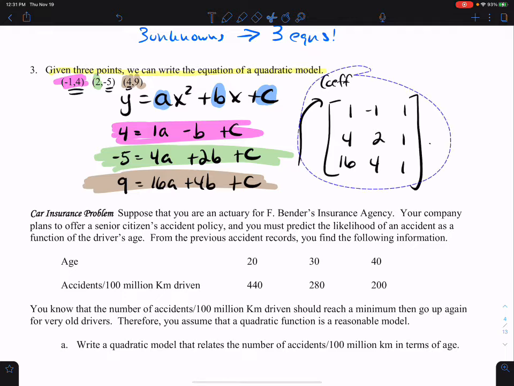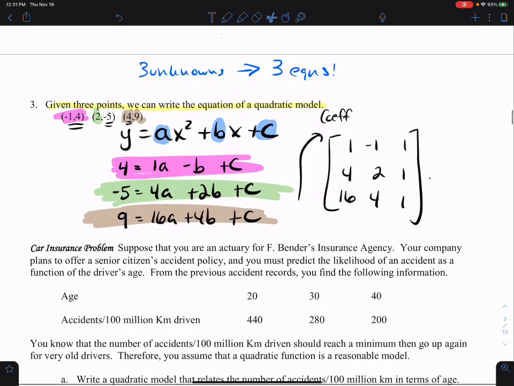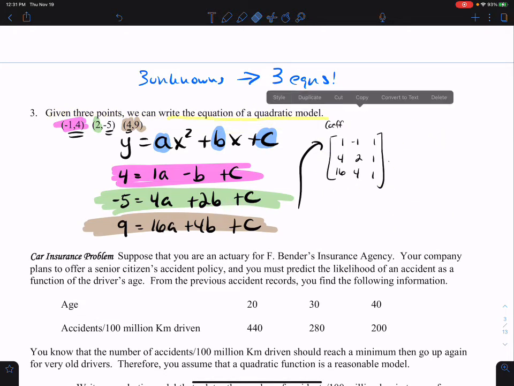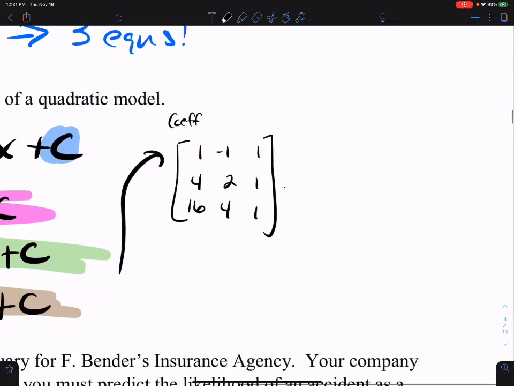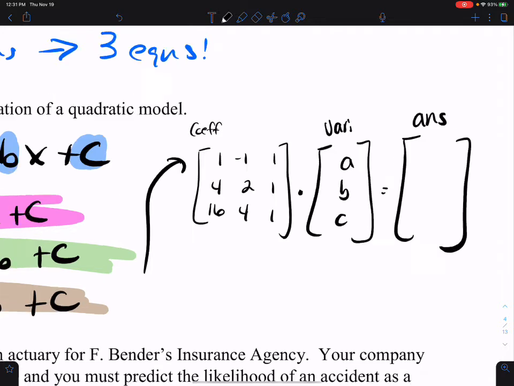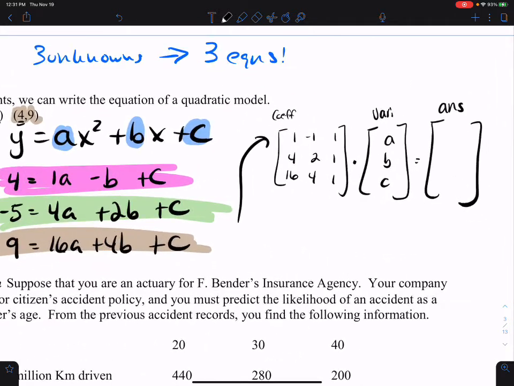It's going to make myself some space. Well, apparently it doesn't want me to make that smaller. So again, after the coefficients, we multiply them by the variables. We're looking for a, b, and c. And that should give us our answers. I'm just abbreviating those. So the answers to those equations were 4, -5, and 9.